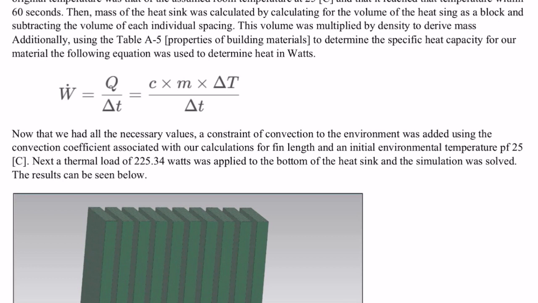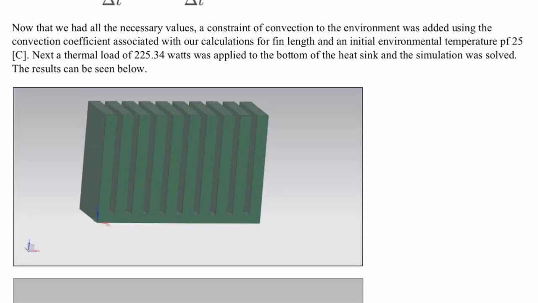So using this equation that you see right here, I was able to get a wattage around the load that would take the bottom of the heatsink from 0 to 85 degrees C. From that point, I just applied the load, which you can see right here, which is 225.34 watts. And then I just solved it. So you can see the results right here. It's more of a thermal gradient, but I wasn't able to put the initial conditions of the bottom of the plate being 85 degrees C. However, it gave us a good idea of how our heatsink would work.